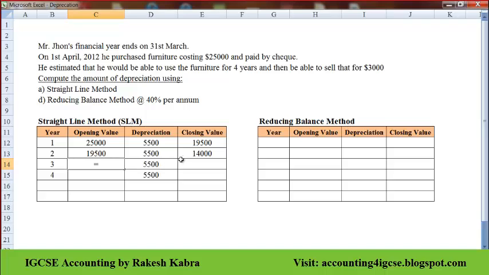And the same 14,000 will be the opening value in the third year. And see, from 14,000 again we will subtract this depreciation. So this is the closing value, and this closing value will be the opening value in the fourth year. Now see, out of 8,500 we will subtract this depreciation. So this is the closing value, or you can say the residual value now. 3,000 we decided, not 3,000.